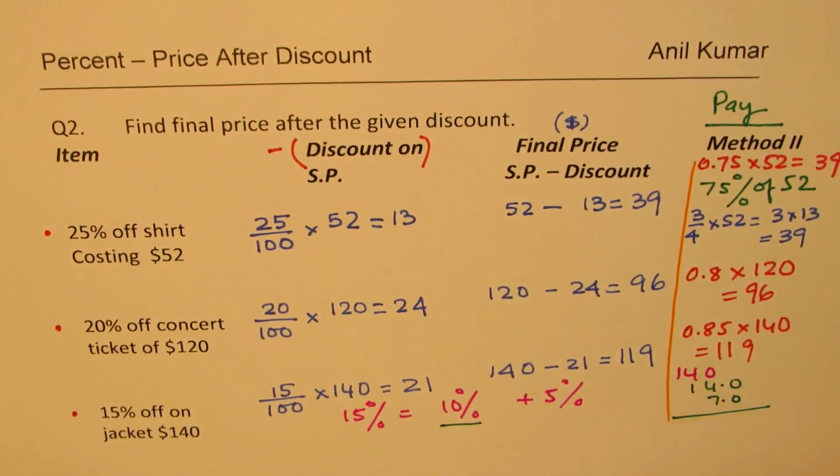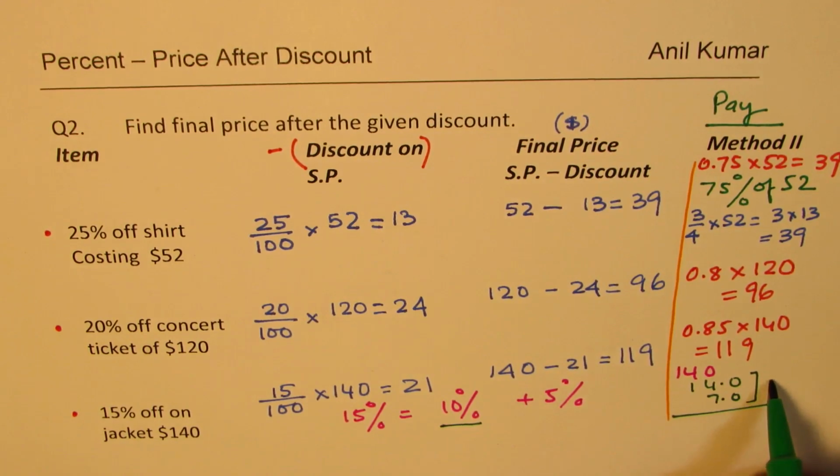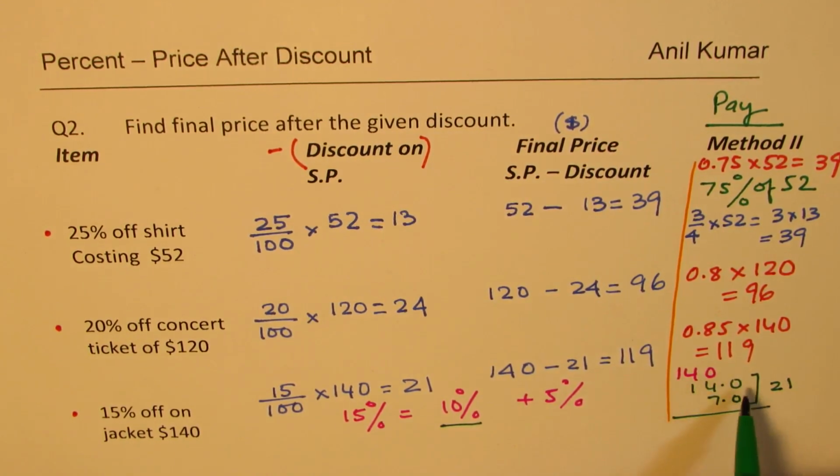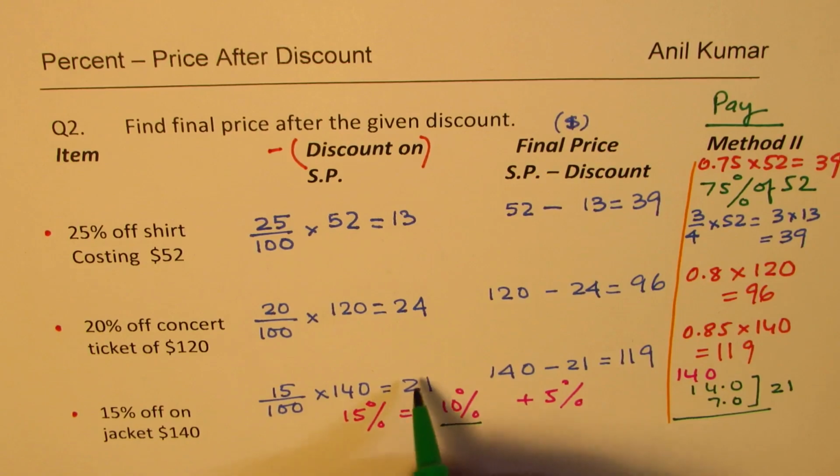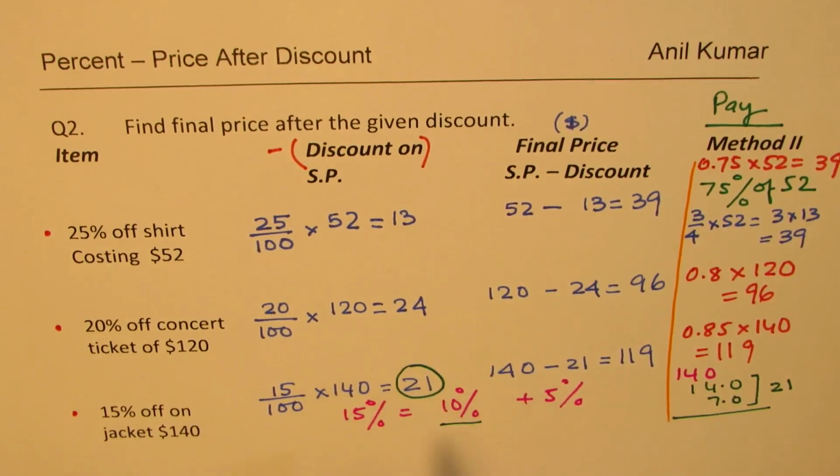And when you add them up, that is the discount. So when you take this away, we get 119. You understand? You have to add these two to get 21. So taking away 21 from 140 is 119. Does that make sense to you? So that is the discount, right? So 21 is the discount. Do you see that? So whenever there's 15%, you could split it into 10 and 5 and think about it.